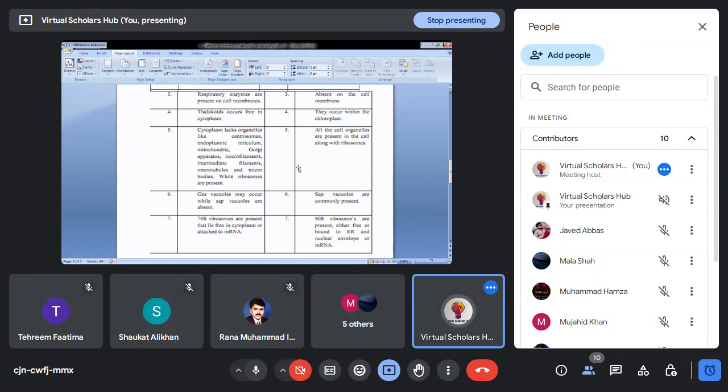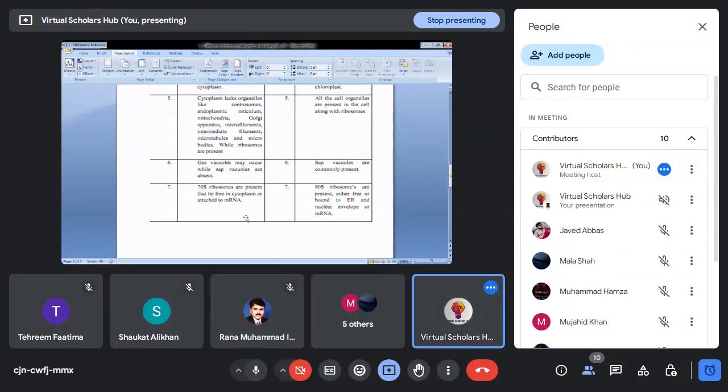And next, number six, gas vacuoles may occur while sap vacuoles are absent. Sap vacuole here means the large vacuole in the plant cell. They have said it is absent here. However, gas vacuoles may be present. These help in some sort of buoyancy or floating condition inside the water. While in case of eukaryotic cell, sap vacuoles are commonly present, and this sap vacuole is basically a large vacuole which is present inside the plant cell only, and it is absent in animal cells.